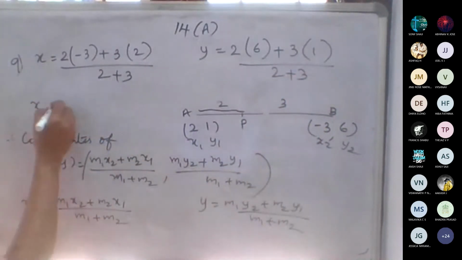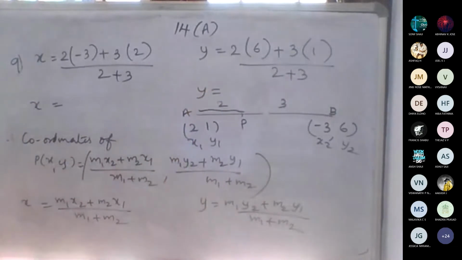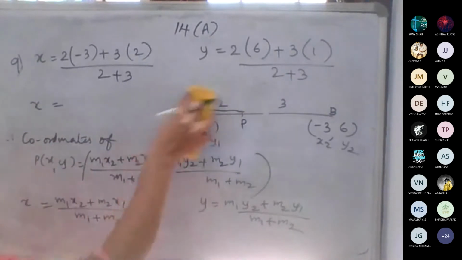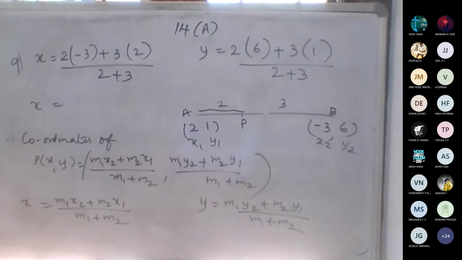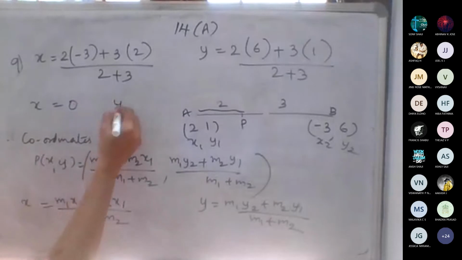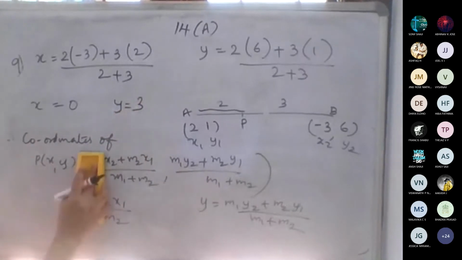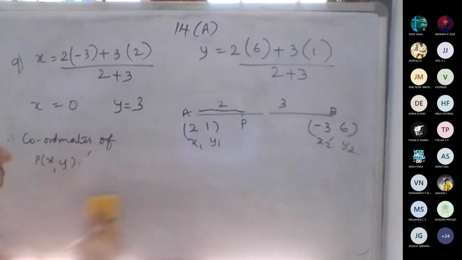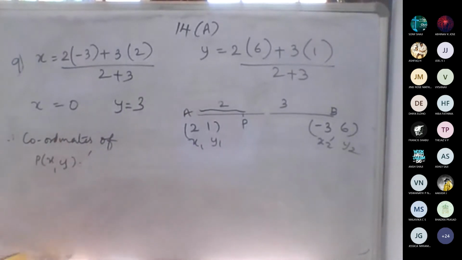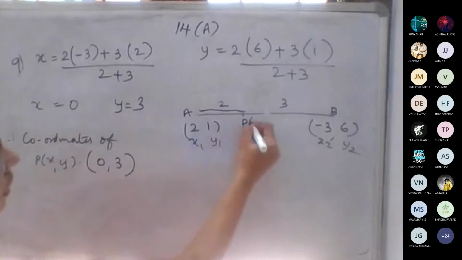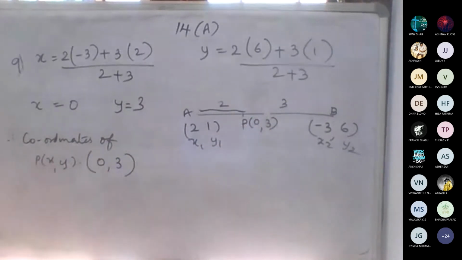Find out x and y. x is equal to what? y is equal to? x is equal to 0, y is equal to 3. Therefore, coordinates of P(x, y) is equal to (0, 3). That means we got the value (0, 3). Coordinates P(x, y), we got it as (0, 3).